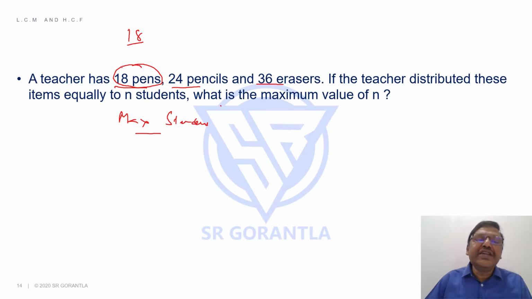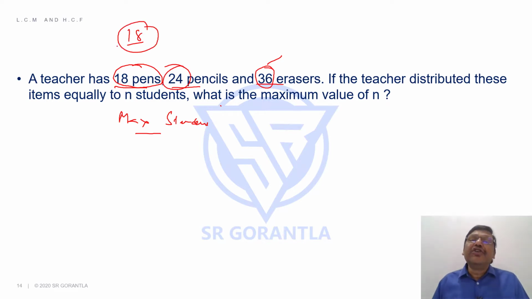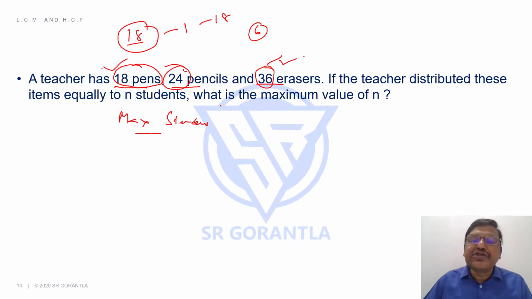If there are 18 students, I can give each one pen. These 36 erasers, can I distribute equally to 18 students? Yes, I can give everyone 2. But these 24 pencils, can I distribute to 18 students? No. If you give everyone one, it will be 18 pencils. Still, there will be 6 pencils left over. You can't do it. When I have 18 students, for these pens and erasers, there is no problem. Why is there a problem with pencils?